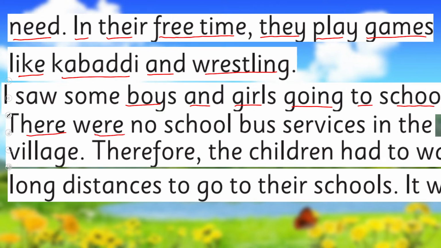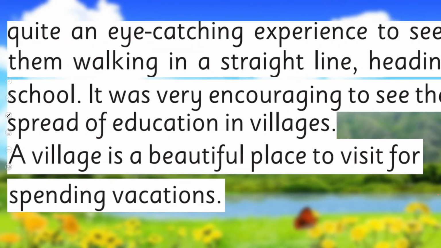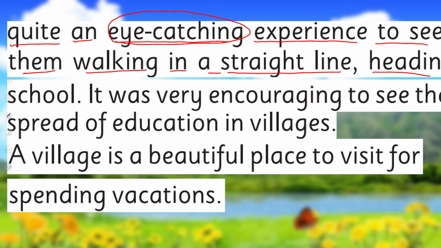I saw some boys and girls going to school. There were no school bus services in the village. Therefore, the children had to walk long distances to go to their schools. It was quite an eye-catching experience. What does eye-catching mean? Impressive. To see them walking in a straight line heading towards school. It was very encouraging to see the spread of education in villages. Means village children were going to school, so it means the education spread to the village.